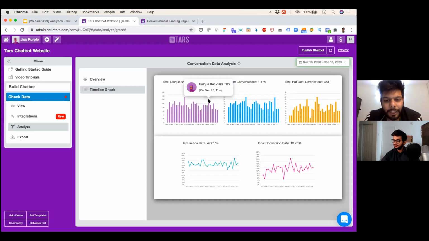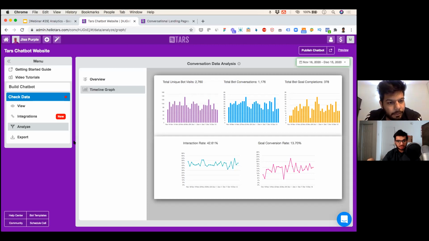Just because the traffic on the website is lower on the weekends and then increases during the weekdays, the traffic on the bot also happens the same way. Yep. So this is how you can easily see when you're getting the highest traffic on the bots and when you're getting the lowest.